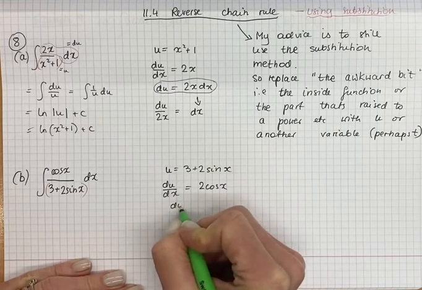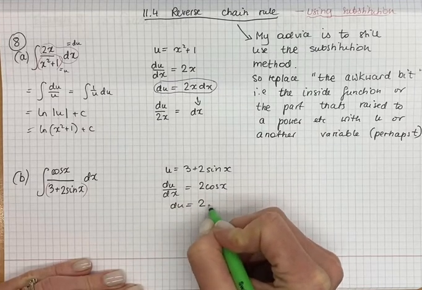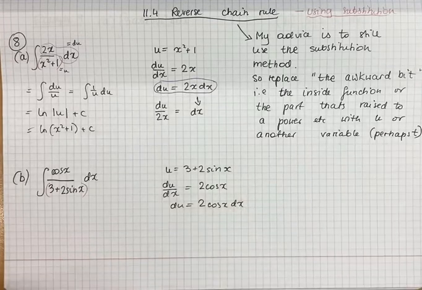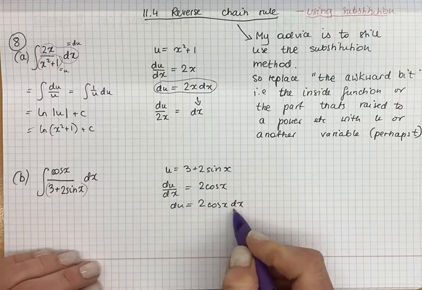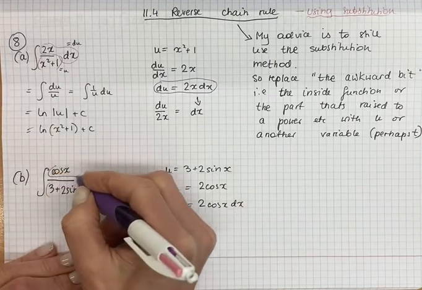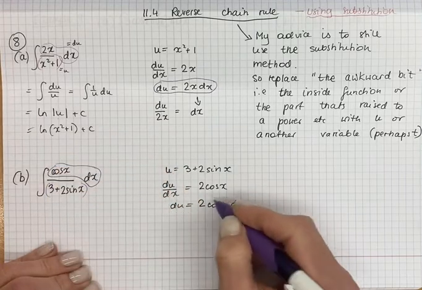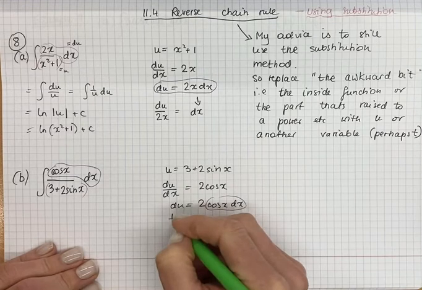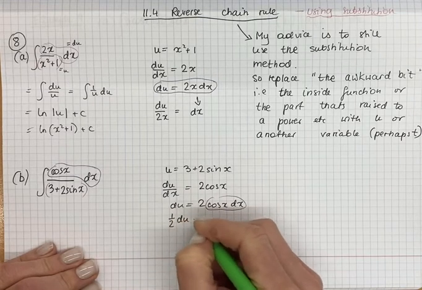So du is equal to 2 cos x dx. Now I like to stop here to see whether I've got 2 cos x dx. Now I haven't got 2 cos x dx, but I've got 1 cos x dx. So 1 cos x dx can be replaced with half du.